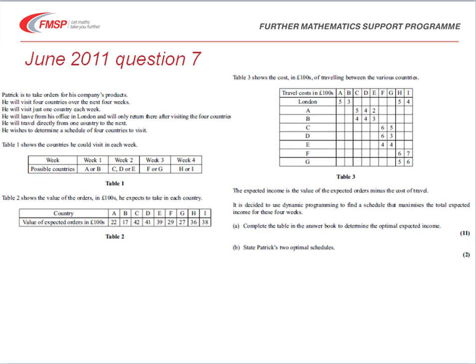And it says it's decided to use dynamic programming to find a schedule that maximizes the total expected income for these 4 weeks. We're given a table in the answer book to complete to do the dynamic programming on. And then the final part is to state Patrick's 2 optimum schedules. So we're expecting to find 2 particular ones which will give a maximum profit in this particular problem. So quite an involved problem. We've got to take the information in the tables and put it onto the dynamic programming table that you'll see on the next slide.